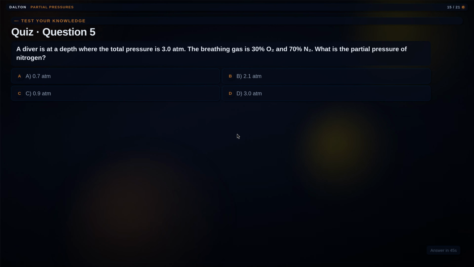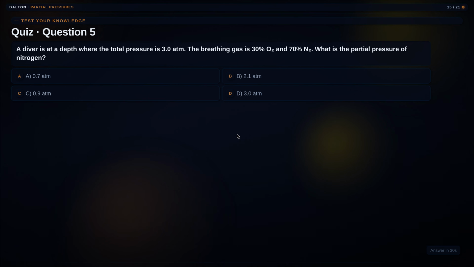The four options are A. 0.7 atmospheres, B. 2.1 atmospheres, C. 0.9 atmospheres, or D. 3.0 atmospheres. Take a moment to think carefully. The correct answer is B.